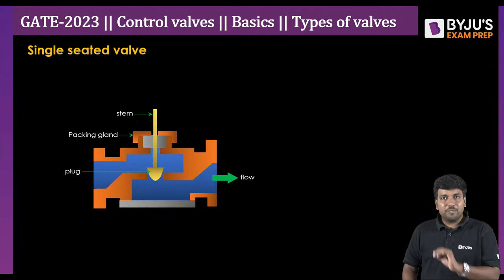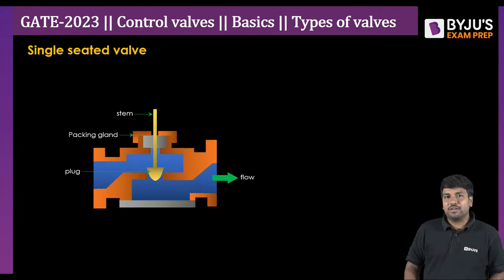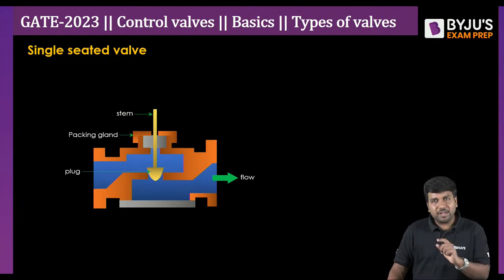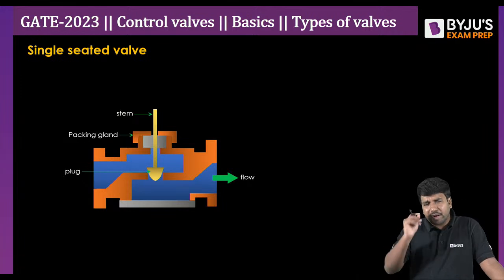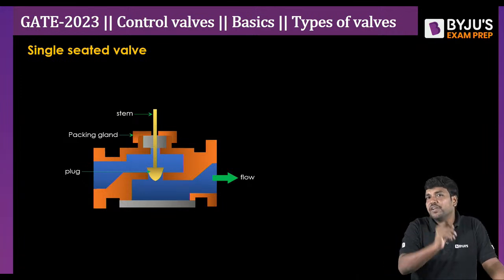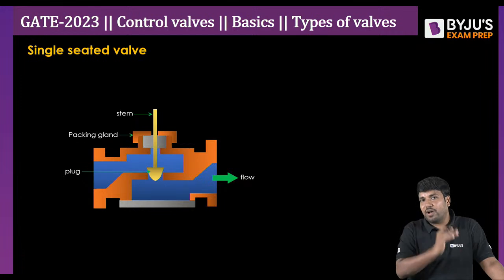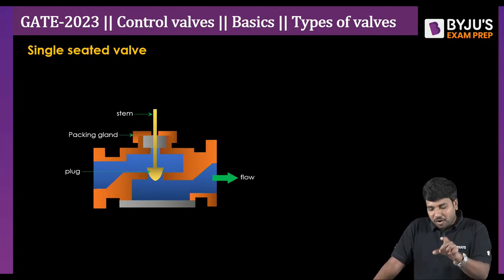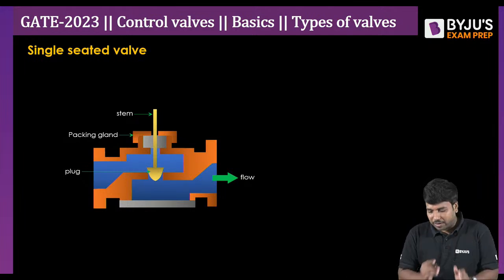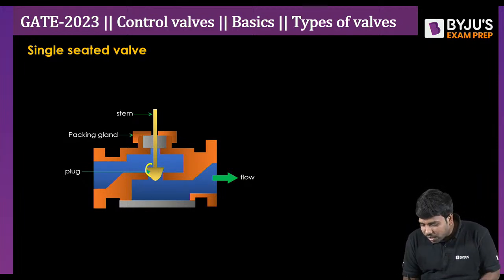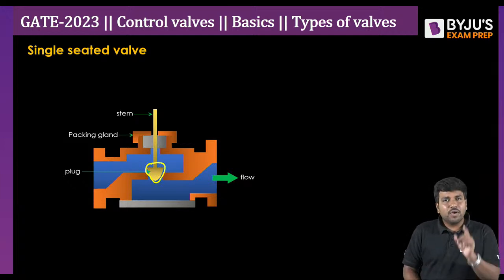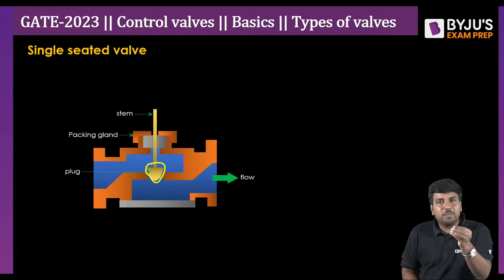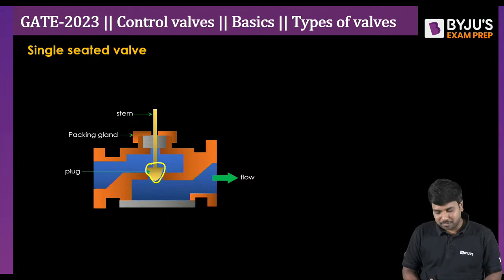Okay, now what do you mean by single seated valve? Any one of you, just see the diagram here and try to guess what you mean by single seated valve or single plug valve. Anyone? I want to listen from your side. In very simple language, you can find that there is only one plug here, correct? If you have only one plug, simply speaking, that will be called a single seated valve, correct?